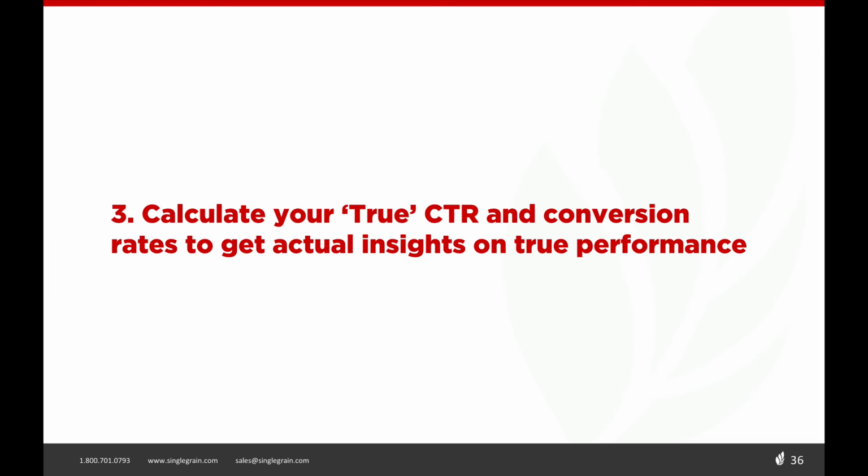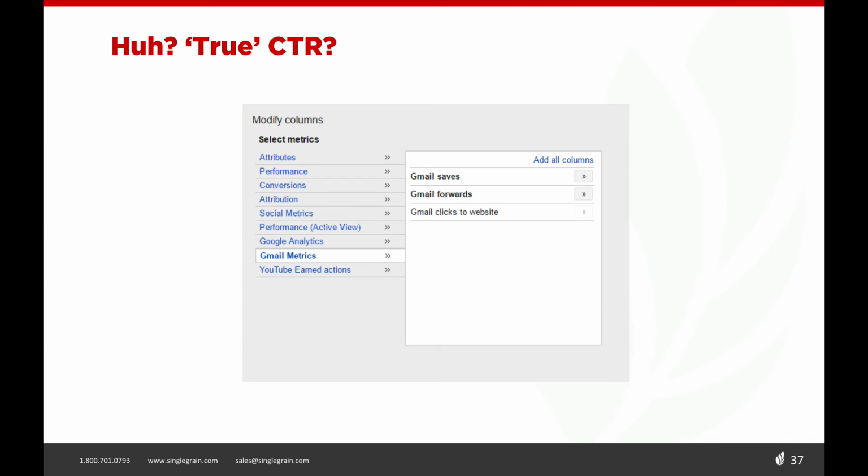click-through rate and conversion rates to get actual insights on your real performance. Okay, so what do I mean by that? What does true click-through rate mean? Here's the thing. When you look at the Gmail ads, when you actually click on the ad itself and have it expand, that counts as the actual click, and that's how your click-through rate is measured. That's how your conversion rates are measured based on that. That's how your CPC is measured as well, which is not exactly fair because even if they click on that, they still need to click again to come back to your website.